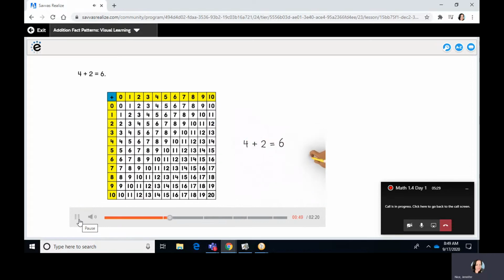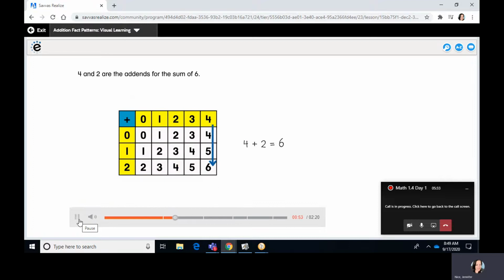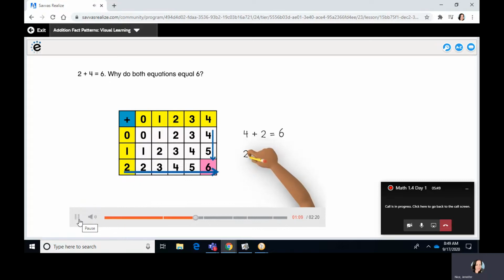4 plus 2 equals 6. 4 and 2 are the addends for the sum of 6. What other equation can you write to show the sum of 6 in the third white row? 2 plus 4 equals 6.